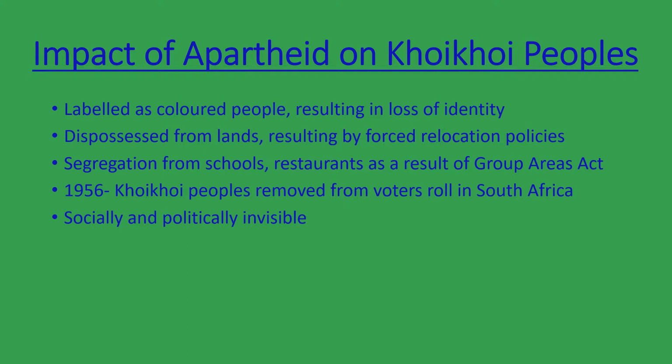In 1956, Khoikhoi peoples were removed from the voters' roll in South Africa. They removed them from political participation in the country. So they were socially and politically invisible during this time.